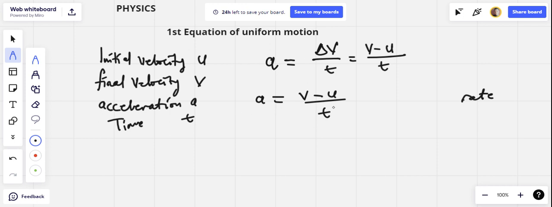So you do cross multiplication, multiply t with a. Here it is like a over 1, multiply v minus u with 1. So this will be at equals v minus u.